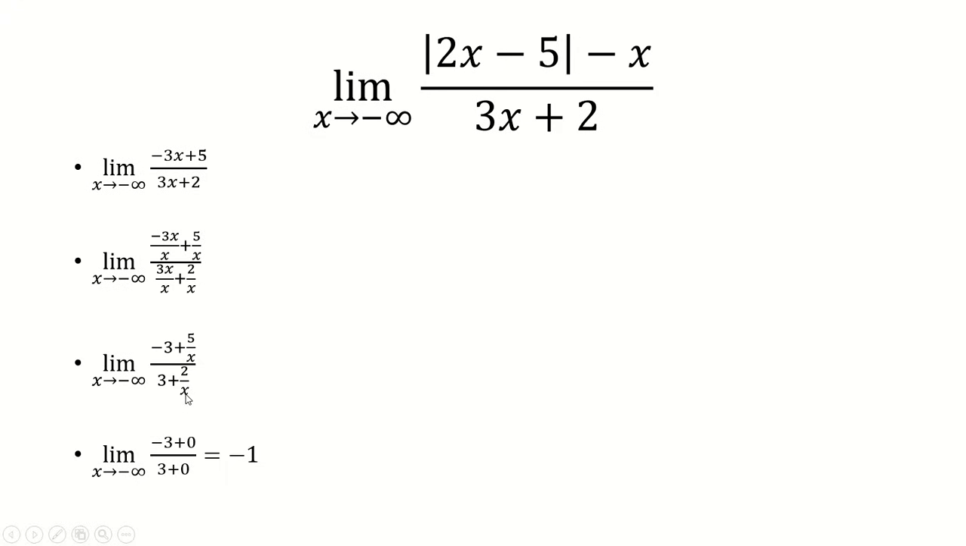And now we apply the limit rule. As x approaches negative infinity, any number divided by x goes to 0. So the 5 over x term and the 2 over x term both become 0. So now what we have is negative 3 plus 0 over 3 plus 0, and that's equal to negative 1. And so that's going to be the final answer.